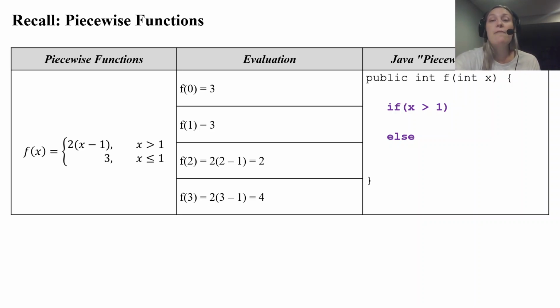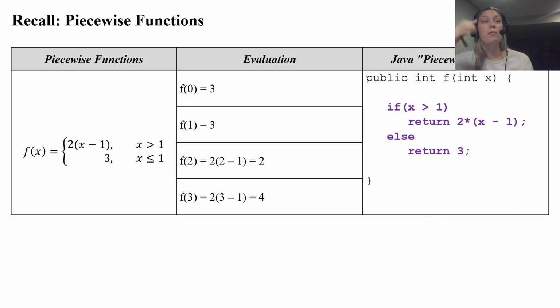So we ask the question, if x is greater than 1, then I want the integer that is returned to be evaluated like this. Else, I want it to be evaluated like this. And that just looks like a simple return statement. So you would return 2 times x minus 1, taking that value of x, subtracting 1, and then multiplying by 2. Else you return just a 3. So this is all kind of review here. We're reviewing piecewise, and showing how we can fit a piecewise function into a Java method. We have no recursion right now, but we will in the next problem.